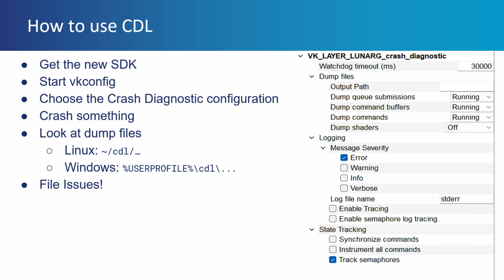So let's talk about this tool and how you use it and what it can do. So the quick start is get the SDK, start up vkconfig. There's a pre-baked configuration for this layer, and it'll give you the screen on the right with all the settings. These are the defaults. We'll talk about some of the settings, and other ones like message severity should be self-explanatory. Crash something, and then it'll write files to the file system, and you can look at those, and we'll talk about kind of what they look like.